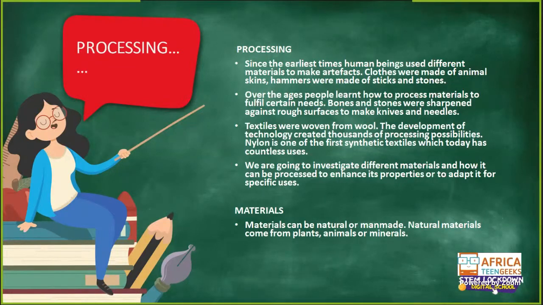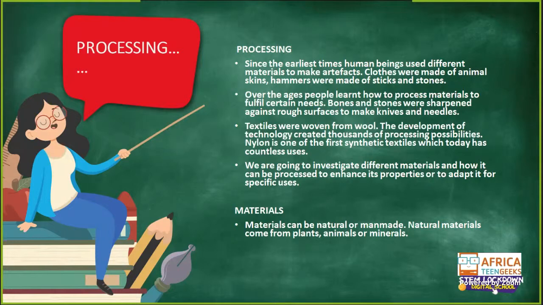Over the years, people learned how to process materials to fulfill certain needs. Bones and stones were sharpened against rough surfaces to make knives and needles. Textiles were woven from wool, meaning we were getting the shirts we are wearing from wool. But the development of technology created thousands of processing possibilities. An example is nylon, which was one of the first synthetic textiles, which today has countless uses.